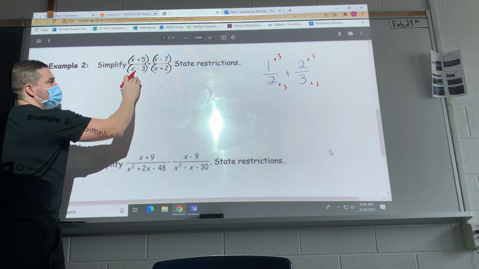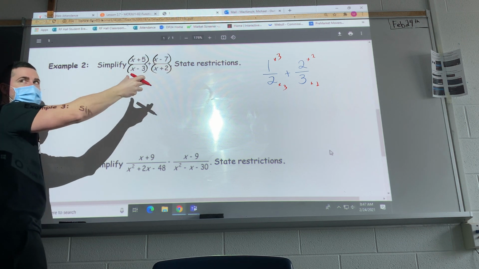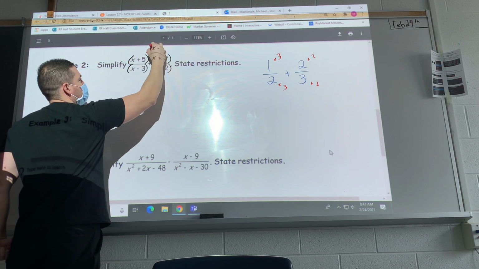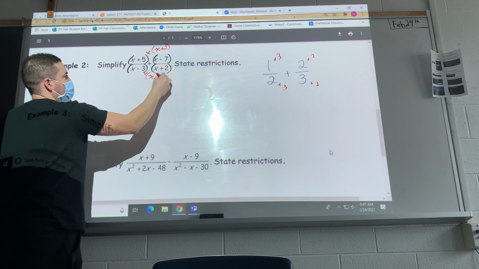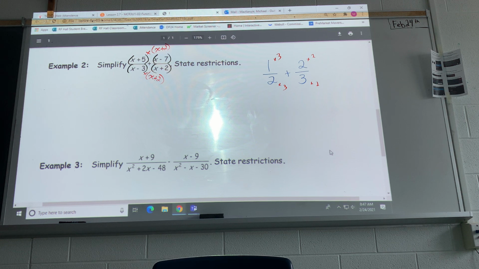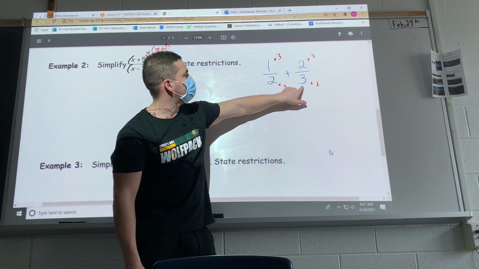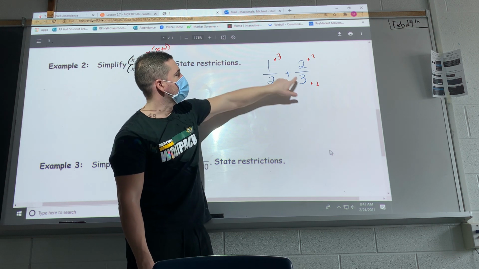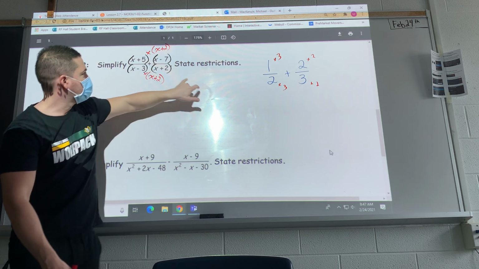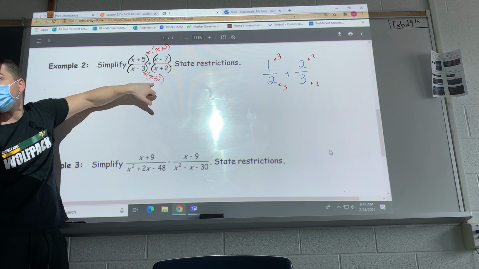This one has an x minus 3, this one has an x plus 2. To make this the same, we're going to have both brackets in the denominator. So we're going to multiply this one by x plus 2 on the top and bottom. Just like we did here, we multiply the opposite fraction's denominator. This denominator is x plus 2, so we're multiplying the numerator and denominator by x plus 2.